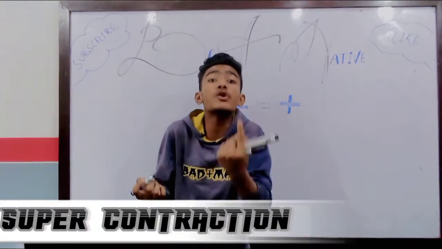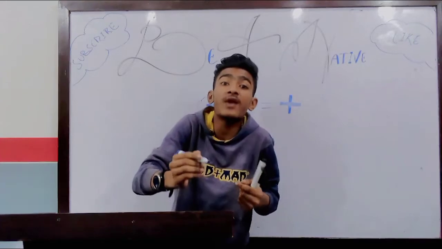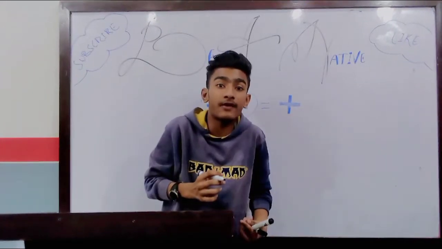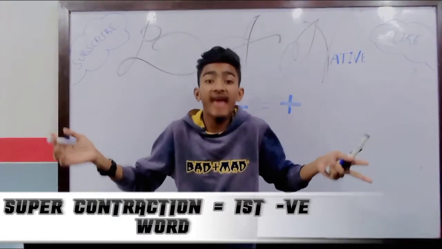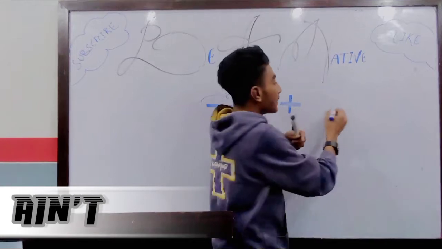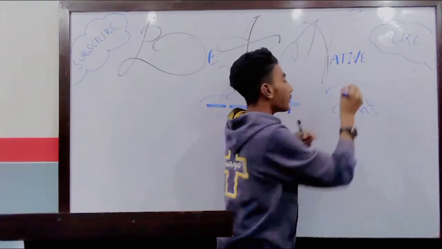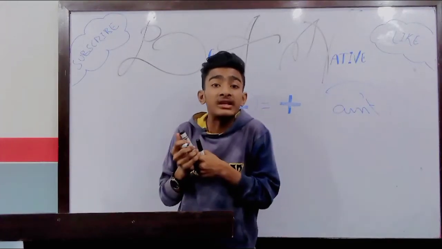We're gonna place a super contraction, which is gonna help you a lot. We're gonna place a super contraction for the first minus, for the first negative word. For example, I'm going to tell you about a super contraction, and that super contraction is ain't. So let's write it over. That super contraction is ain't.